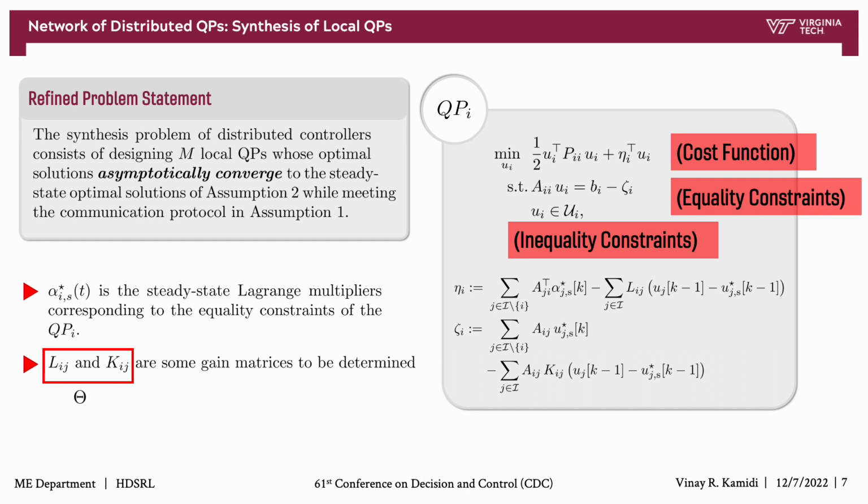A more concrete shape can now be given to the problem of synthesizing distributed controllers. More particularly, we seek to design M local QPs whose optimal solution asymptotically converges to the steady-state solution of the centralized controller. To achieve this, I introduce additional terms to the general QP.